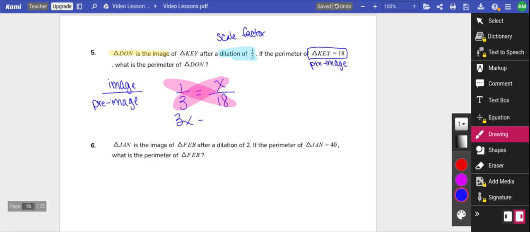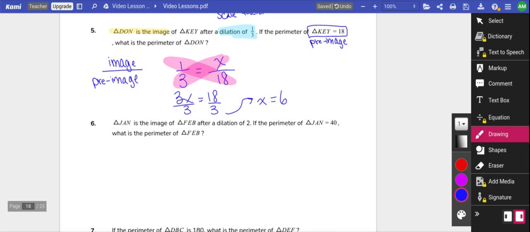3 times x is equal to 18. Get x by itself by dividing by 3. And I get x is equal to 6. Let's try another one.